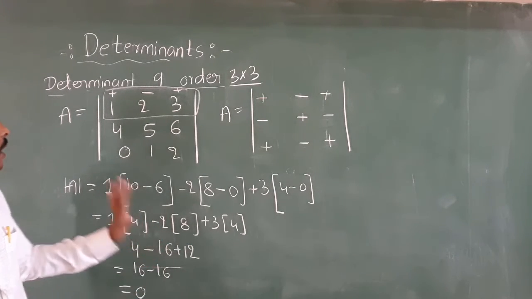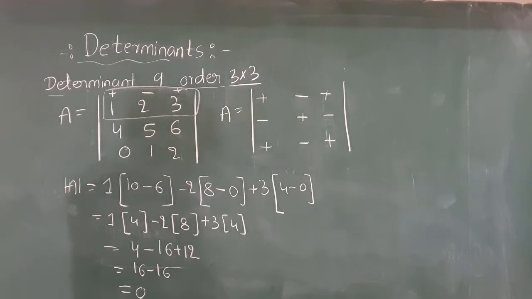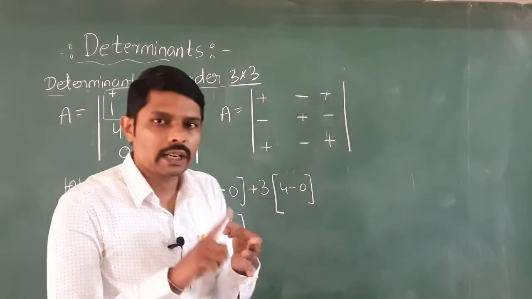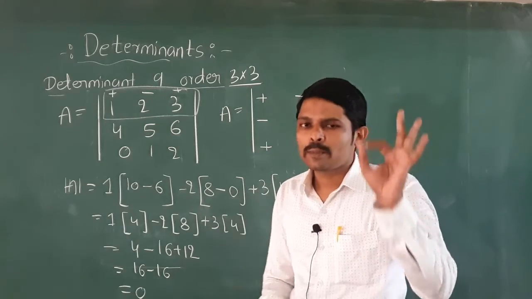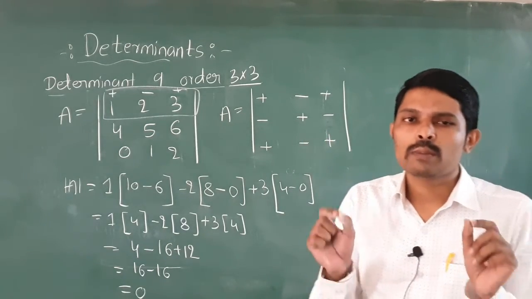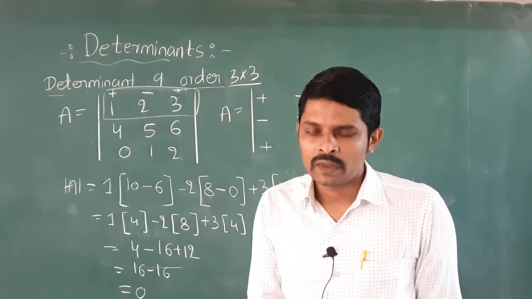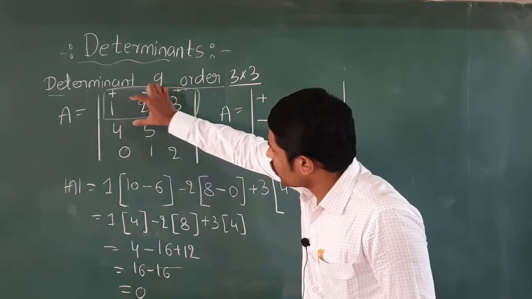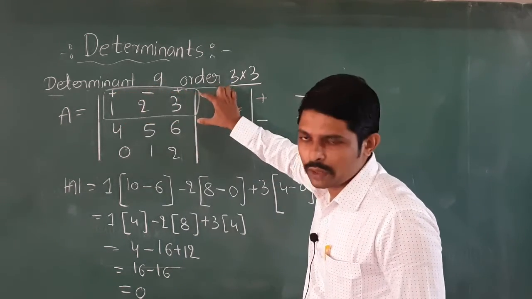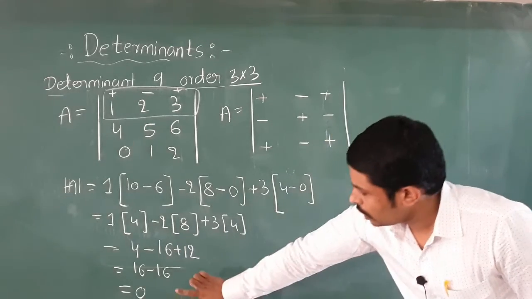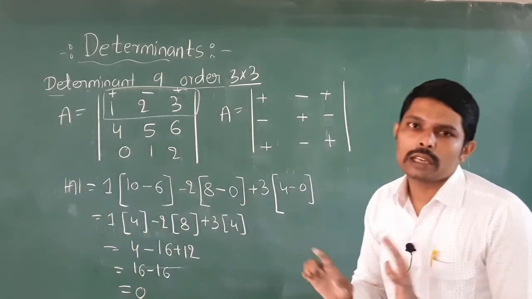This is the procedure to find the value of the determinant of order 3 cross 3. This is a very important thing. Then I will tell 2 points here. Remember 2 points. If you expand along any row or any column, the value of the determinant will not change. Here I am expanding along the first row. If you want, you can expand along the first column, second column, or third column. You can check this one. The value you will always get is 0. Means the value will not change.